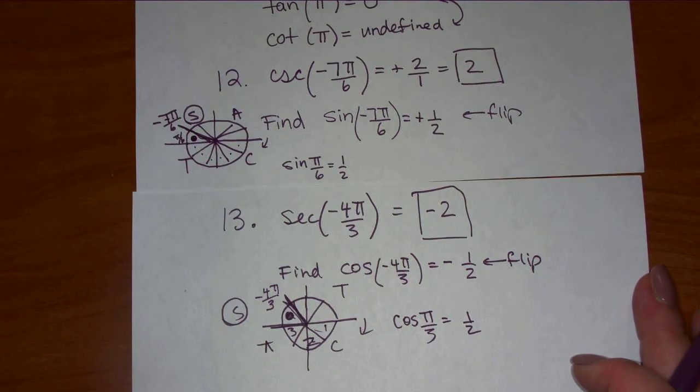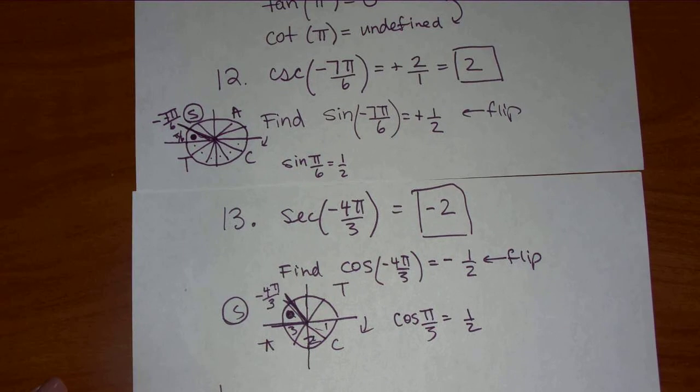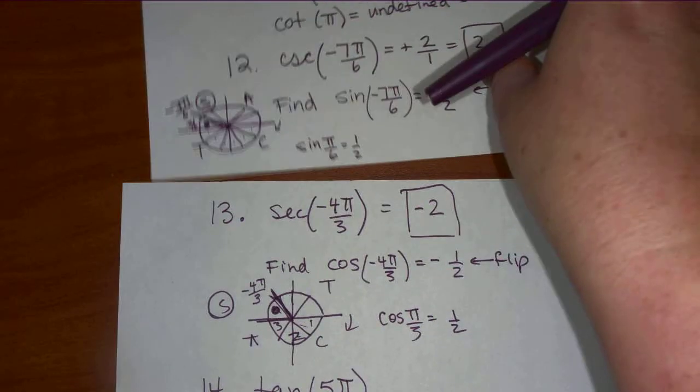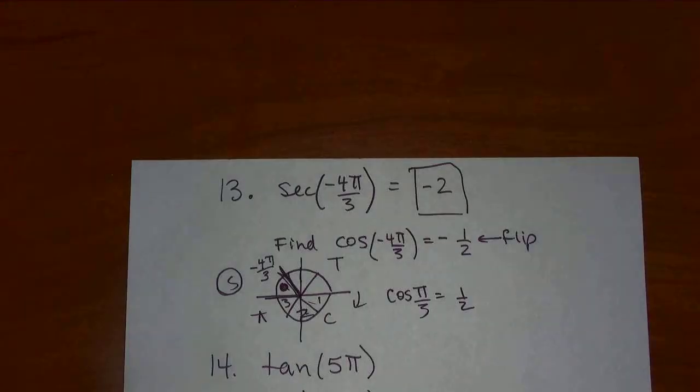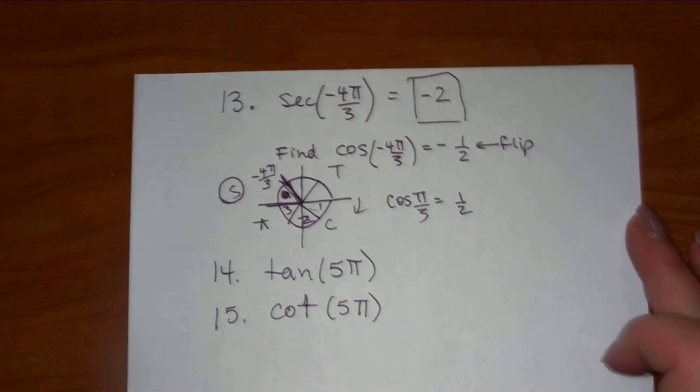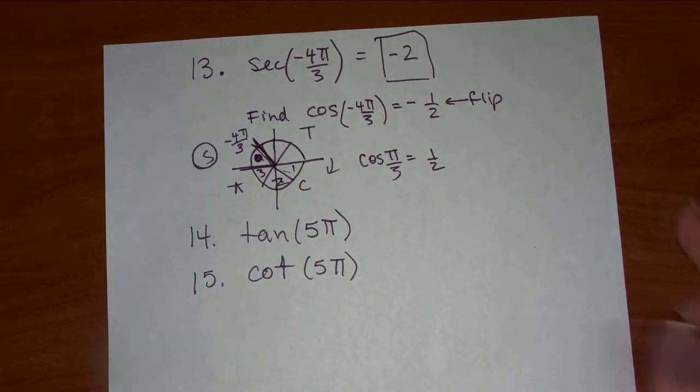Tan of 5 pi. And 15 is cotan of 5 pi. They're just a reciprocal of each other. One of them's 0 and one of them's undefined. So what do we look up, I wonder? So tan of 5 pi. So where would that be?